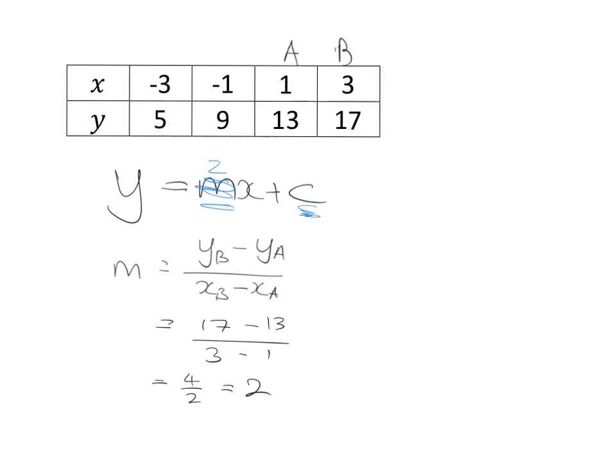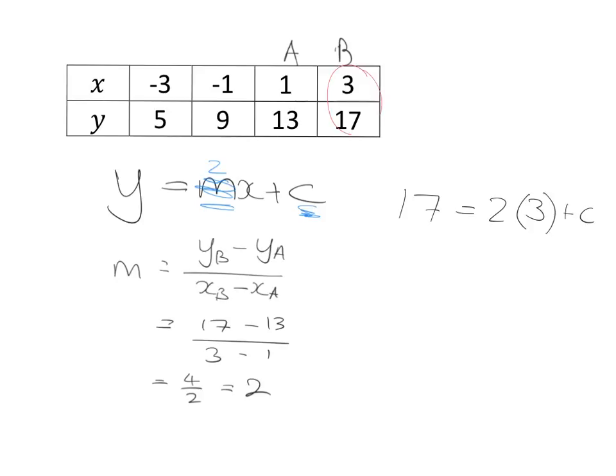Now I just need to get what the c is in order to get my equation of the graph. And again, I can choose any single one of these points that I want to substitute in here in order to work out what my c is. So let me choose to use this one to substitute in. When I have a y value of 17, I know my gradient is 2, my x value is 3, and I don't know what c is.